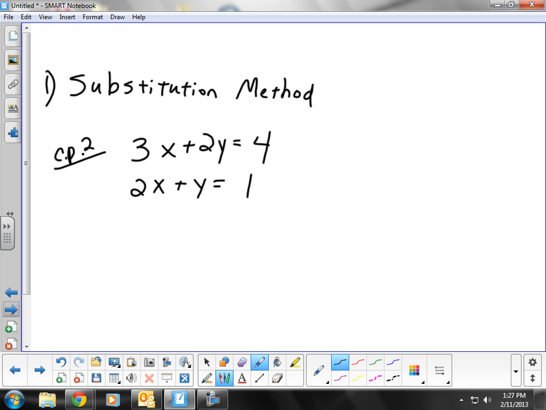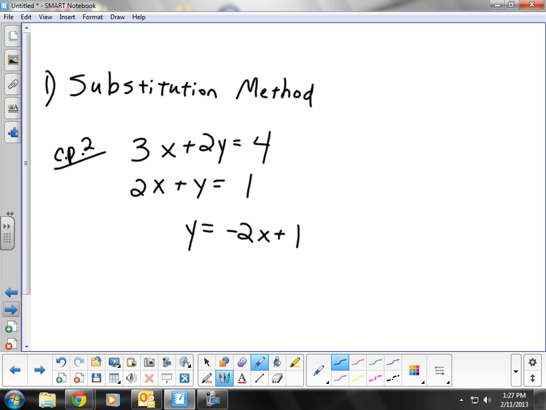Although this isn't a bad one to use for the substitution method. I have one variable sitting here that has a 1 for a coefficient. Everybody see it? This one right here in the second equation, the y. So I can take that and solve that and make y equal to negative 2x plus 1.